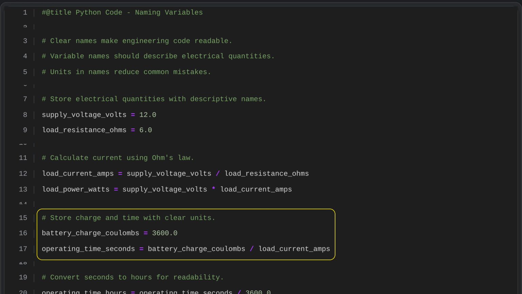The battery charge is set to 3600 coulombs, representing the available electric charge. To find how long the battery can operate, divide this charge by the load current in amps. The result is the operating time in seconds before the battery is depleted.